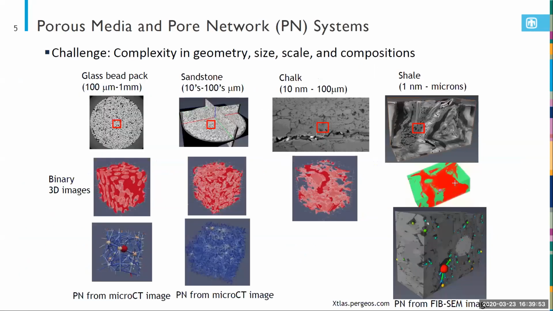This has been discussed a lot today, so I can skip it. Again, I made a slide of what porous media systems we are talking about. In the laboratory, we can see very ideal bead packing and sandstones, with relatively large pore space. Some chalk has relatively small, tight pore space as well as relatively large pore space. Shale consists of really small pore space ranging from 1 nanometer to microscales. You can see a binary segmentation result, and also a pore network system which represents pores and the connections of those pores.